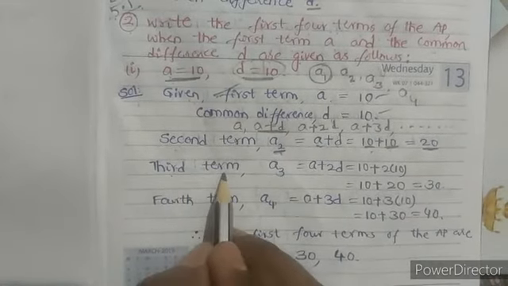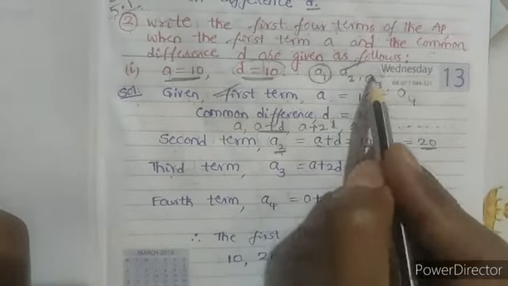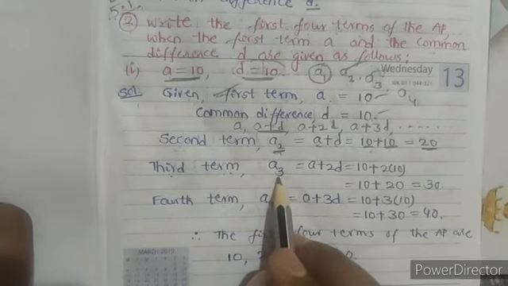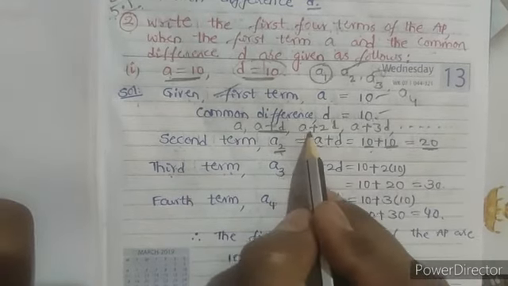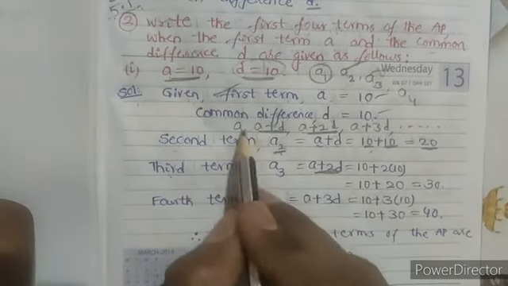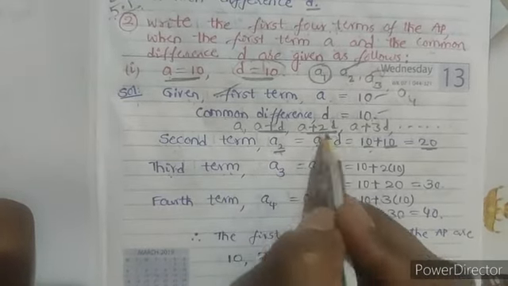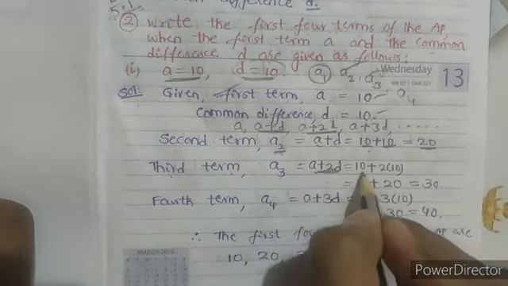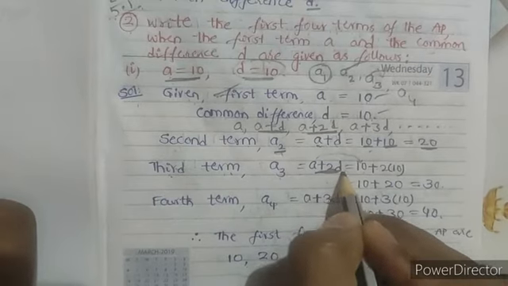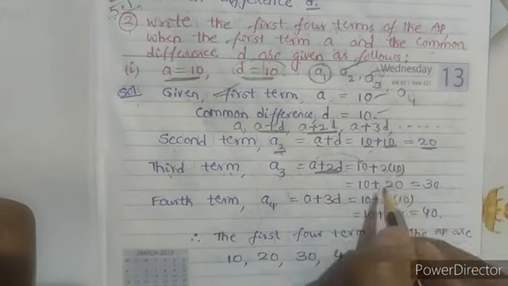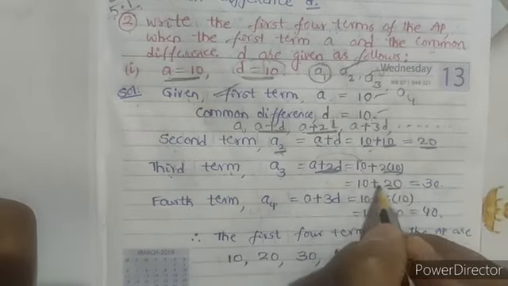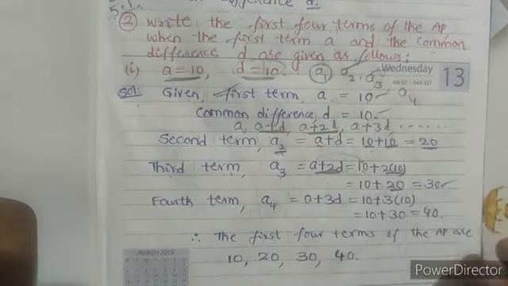Next, third term also we have to find. a2 is over. Third term is represented as a3. As per the general form, a3 is what? a plus 2d. First term, second term, third term. a3 is a plus 2d. a value is 10, plus 2d means 2 into d value. 2 into d value is what? 10. 2 into 10, that is 20. And this 10 as it is. 10 plus 20, that is 30.